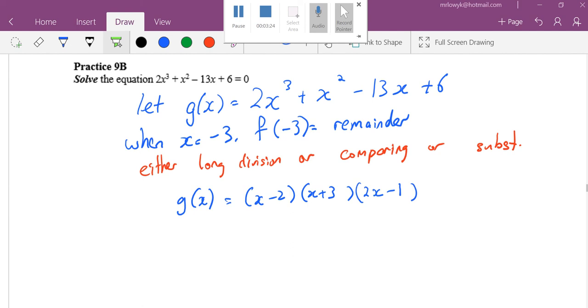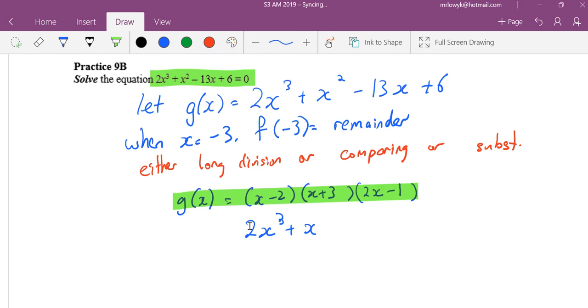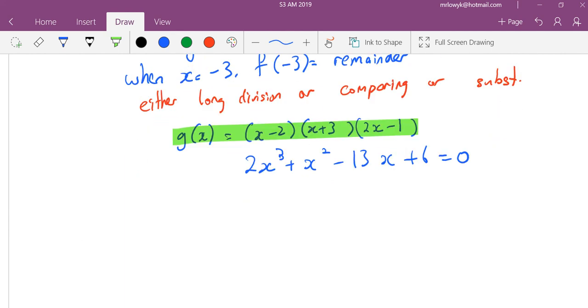Now, notice that the question asks, solve this. But, hey, I have something like that. So how do I continue from here? Very simple. You will then write 2x cubed plus x squared minus 13x plus 6 equals to 0. My question is, are you able to replace this cubic thing with 3 brackets? It's the same bracket, right? So I'll be able to write down x minus 2, x plus 3, 2x minus 1 equals to 0.